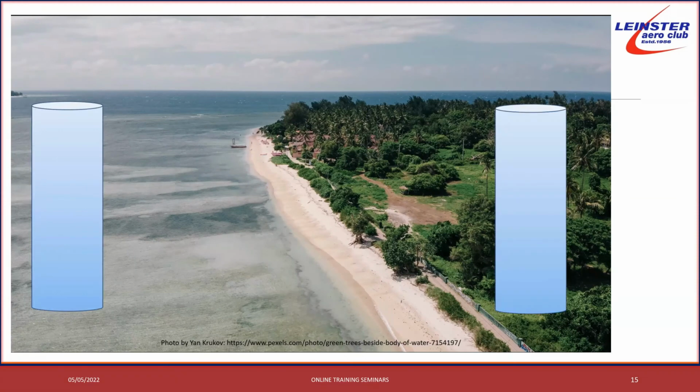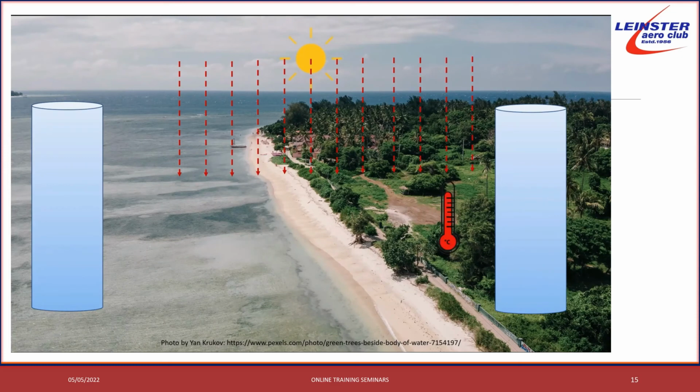Initially, both columns of air have the same temperature, volume and mass, so the surface pressure over the land and sea is the same. As the sun rises, it radiates heat equally over both land and sea. However, the land heats up much more quickly than the sea, as water has a higher specific heat capacity, requiring a lot more of the sun's energy to heat it up.